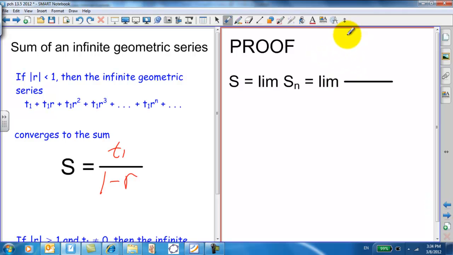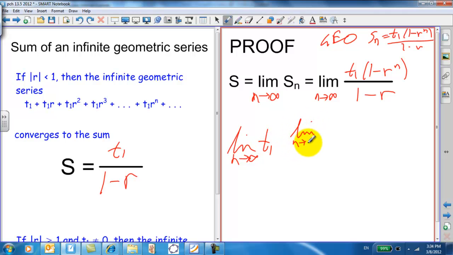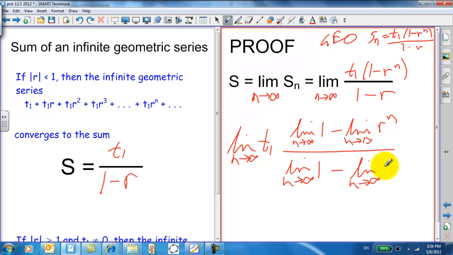So here's our proof. Since it's geometric, S sub n in a geometric series was t sub 1 times 1 minus r to the n over 1 minus r. So the infinite sum is the limit as n goes to infinity of the partial sums S sub n. So it's the limit as n goes to infinity of t sub 1 times 1 minus r to the n all over 1 minus r. And so now we can take the limit of each of these parts. The limit as n goes to infinity of t sub 1 times the limit as n goes to infinity of 1 minus the limit as n goes to infinity of r to the n, all over the limit as n goes to infinity of 1 minus the limit as n goes to infinity of r.